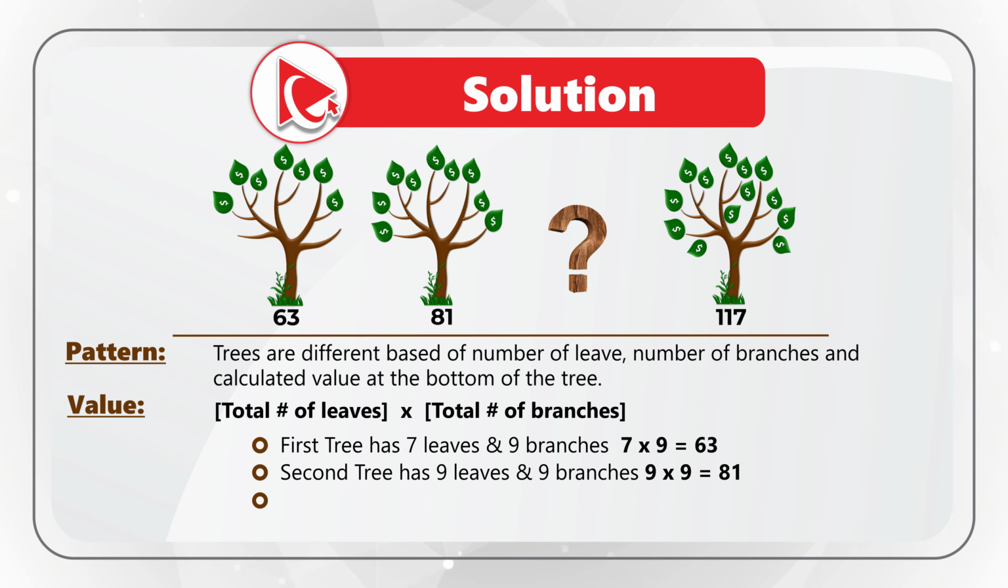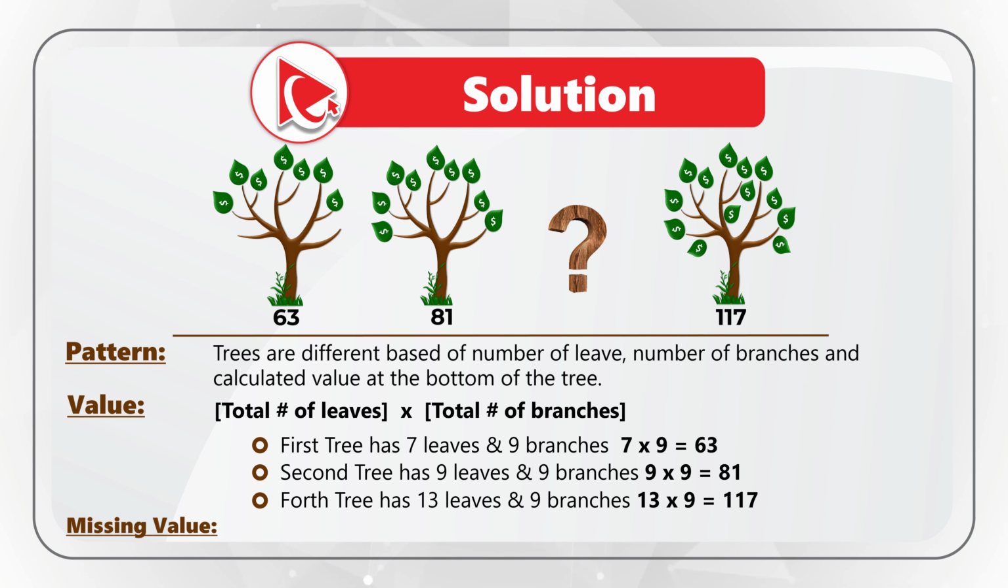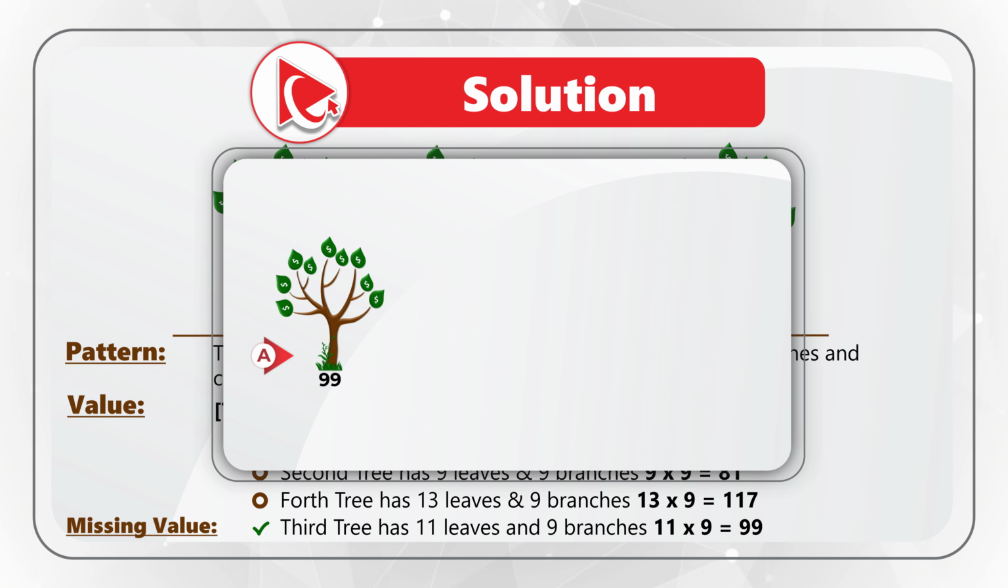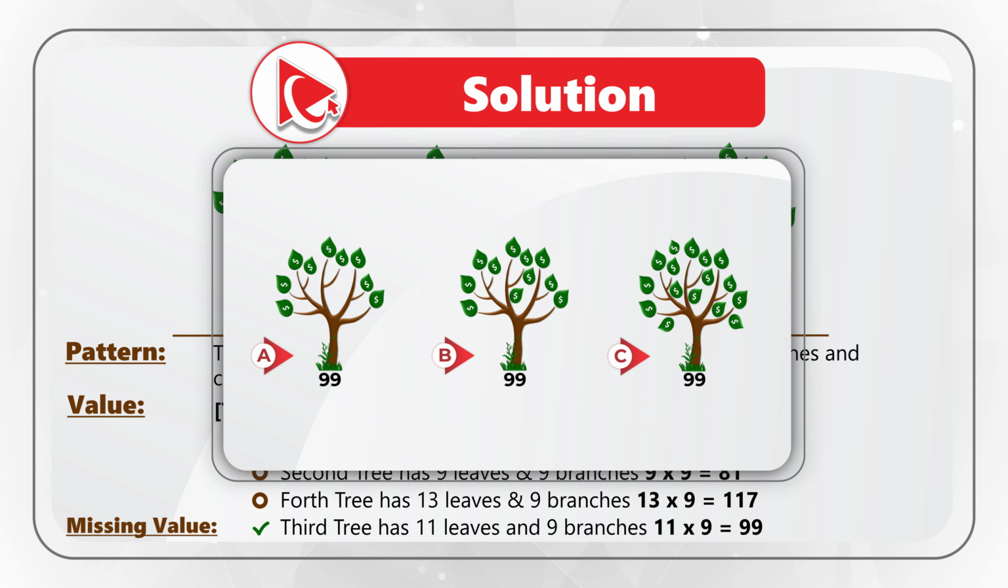Third tree is missing, but the fourth tree has 13 leaves and 9 branches, and 13 multiplied by 9 equals 117. So to calculate the missing value on the third tree, you need to multiply 11 leaves by 9 branches, and 11 multiplied by 9 equals 99. What's interesting here is that choices A, B, and C all have value at the bottom of 99.